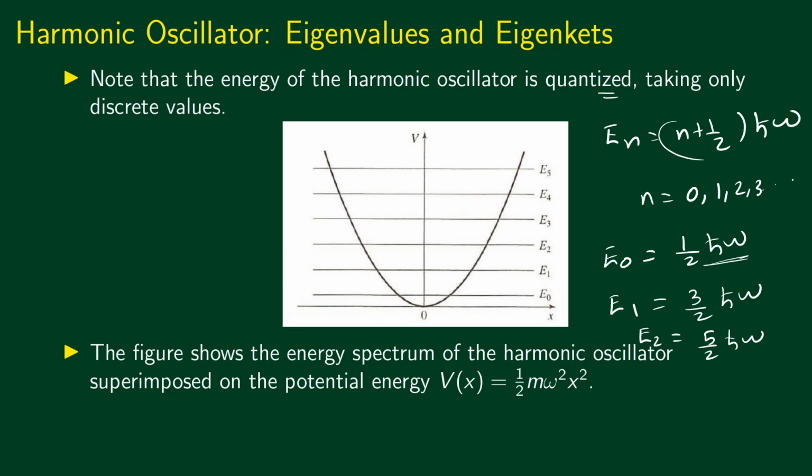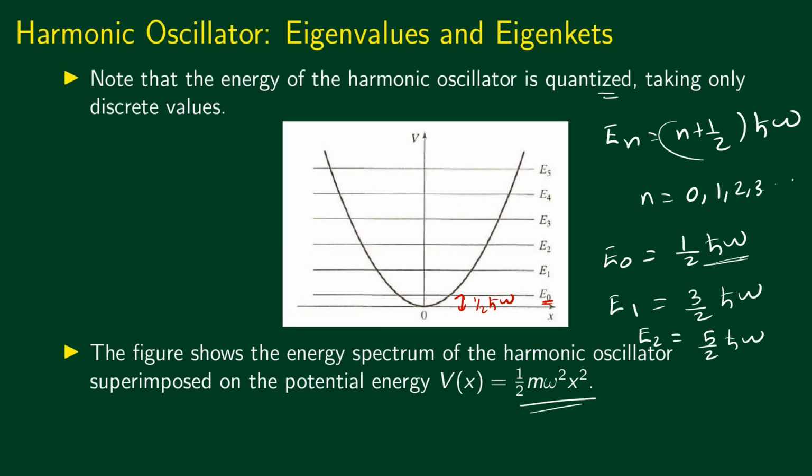The figure here shows the energy spectrum of the harmonic oscillator along with the potential energy curve V of x equal to half m omega square x square. So the plot here, this parabola, is the plot for the potential V of x equal to half m omega square x square, and these are the energy lines. We have a non-zero ground state energy, which is E0. This energy is half h bar omega. So the lowest possible energy is half h bar omega and not 0.